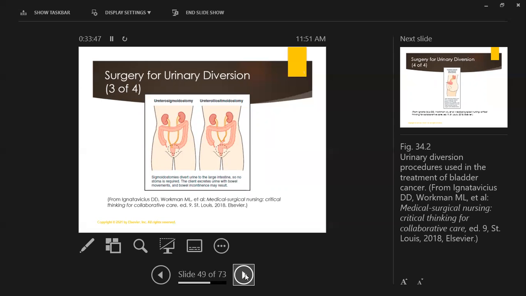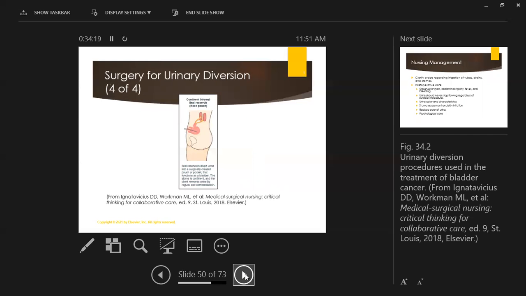Sigmoidostomies, like this ureter sigmoidostomy or the ureteral ileal sigmoidostomy, are going to divert urine to the large intestine so that no stoma is required. That way, both your urine and your fecal products are going to be coming through the rectum and then anus. So the client will excrete urine with the bowel movements directly into the toilet or the bedpan, and bowel incontinence may result just because there's so much fluid there, right?